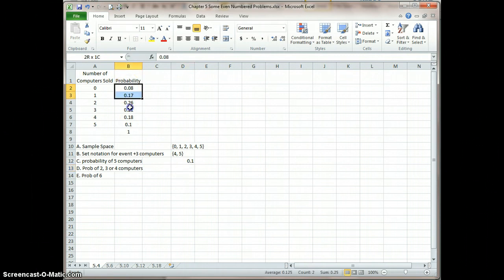Now I could display these probabilities as percents going up here, and that would be fine. Could do the same down here. Probability of selling at 10%.